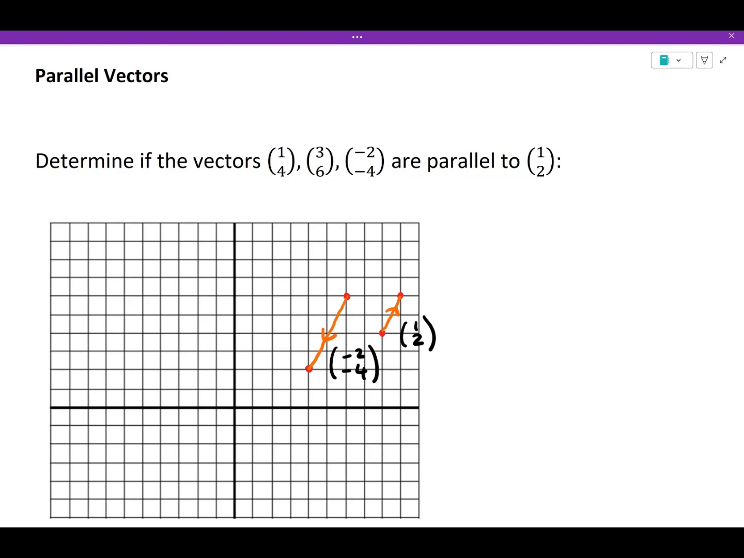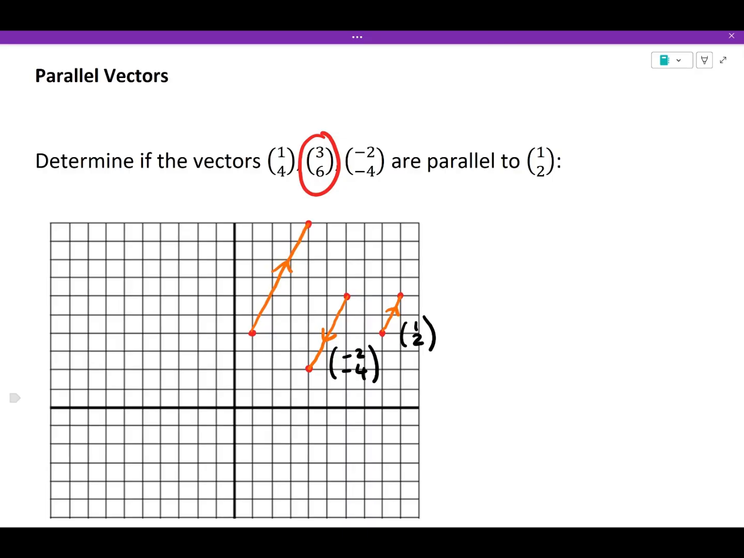Let's move on to our next one, which is 3, 6. Okay, so I'm going to pick a point. We'll go with this point here. And then we're going to go 3 to the right for our horizontal component, and then 6 up for our vertical component. So we end up here. So let's draw in my vector line. Okay, and it looks like that.